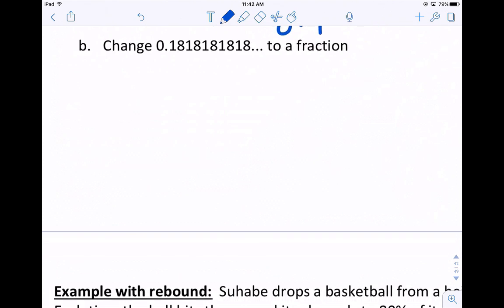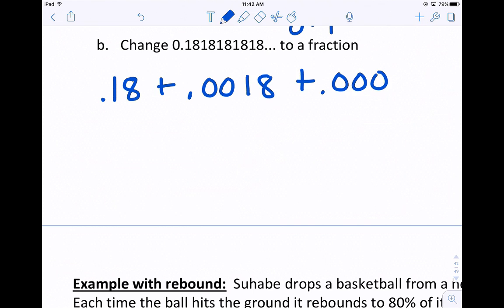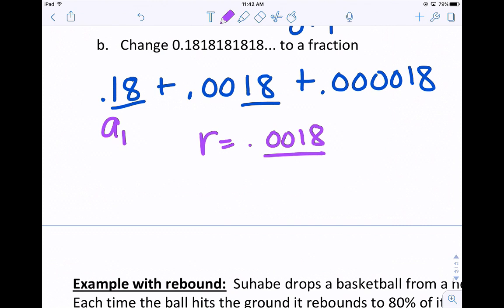Okay, let's change 0.18 repeating to a fraction. Again, here's our first term. Our second term will need 2 zeros and a point, or a 1/8. Our next one will need 4 zeros and a 1/8, again, because we already have the 1/8 from the previous terms. So here's our first term. To find the ratio, we take any term, divide by the 1 before it, and here it's 0.01.